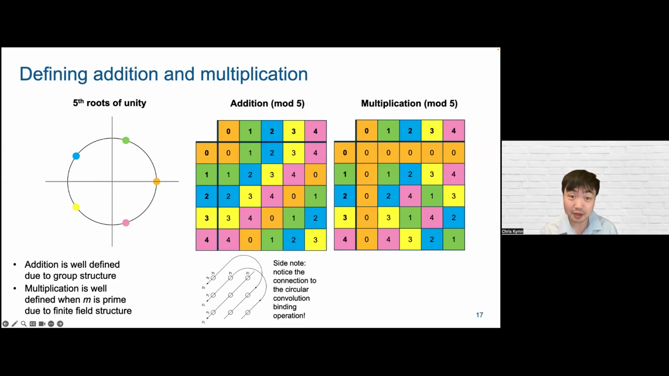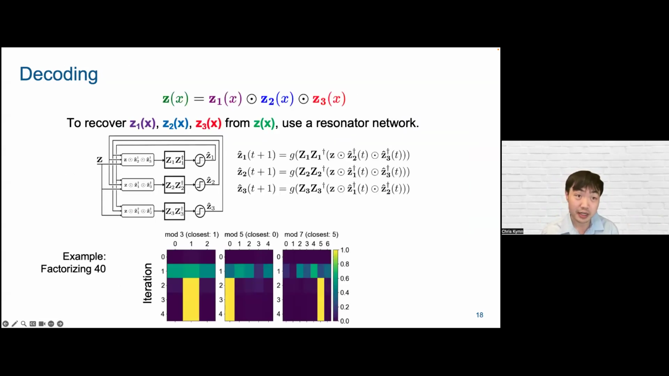So for the next part, I want to go over how to decode some of these properties and how, in particular, we can use a resonator network to efficiently perform the decoding. So if we start with the situation where we have a residue number with different moduli, and these moduli are bound together by Hadamard product or element-wise multiplication, then one question comes up, which is how to recover, if we're only given this vector zx, the individual factors z1, z2, and z3.